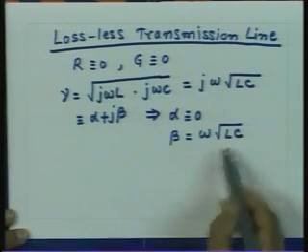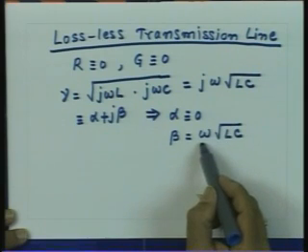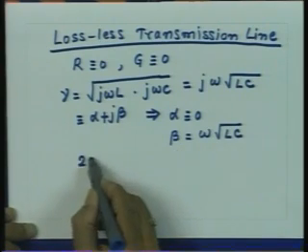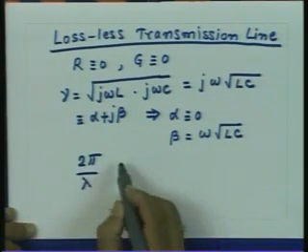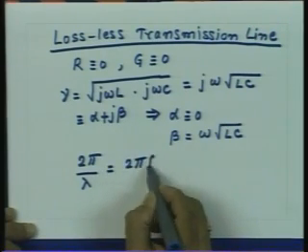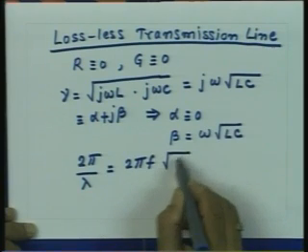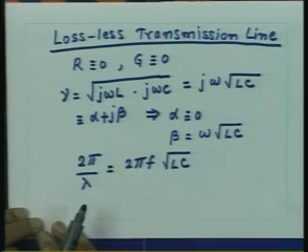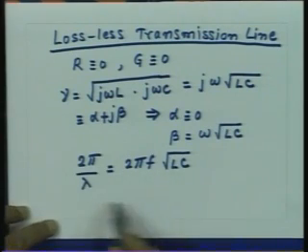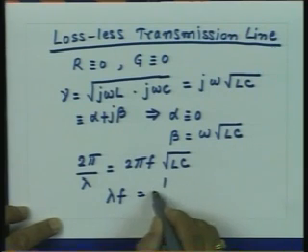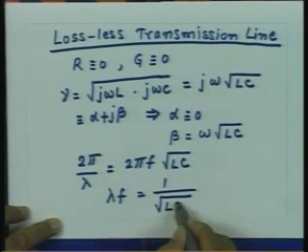From here, omega, which is equal to 2 pi into frequency, and beta, as we have seen by definition, is 2 pi divided by lambda. We can substitute, so you get 2 pi divided by lambda equal to 2 pi into frequency into square root of LC. From here 2 pi will cancel, so I get lambda into f, which is equal to 1 upon square root of LC.